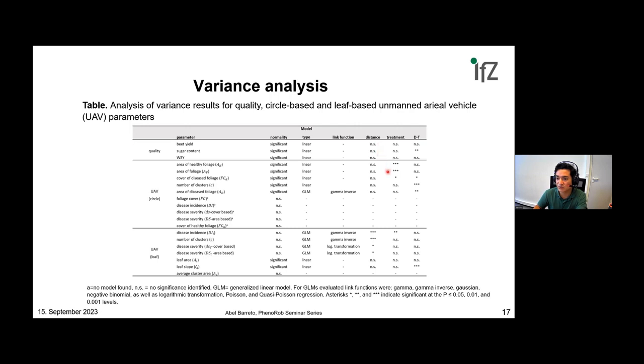We observed that by using the parameters calculated with the instances in a circle form, there is some significance, especially in the strategy of fungicide application, and especially by quantifying the area of healthy foliage.